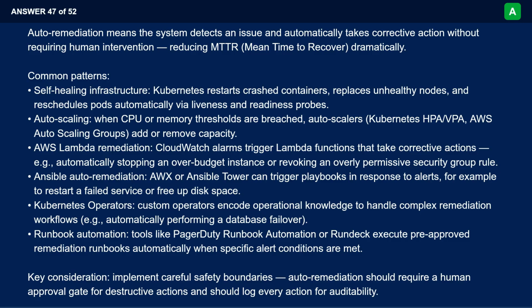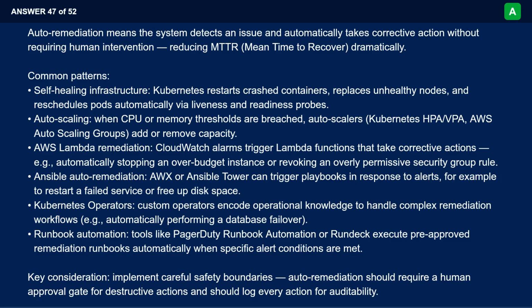AWS Lambda remediation: CloudWatch alarms trigger Lambda functions that take corrective actions, for example, automatically stopping an over-budget instance or revoking an overly permissive security group rule. Ansible auto-remediation: AWX or Ansible Tower can trigger playbooks in response to alerts, for example to restart a failed service or free up disk space.